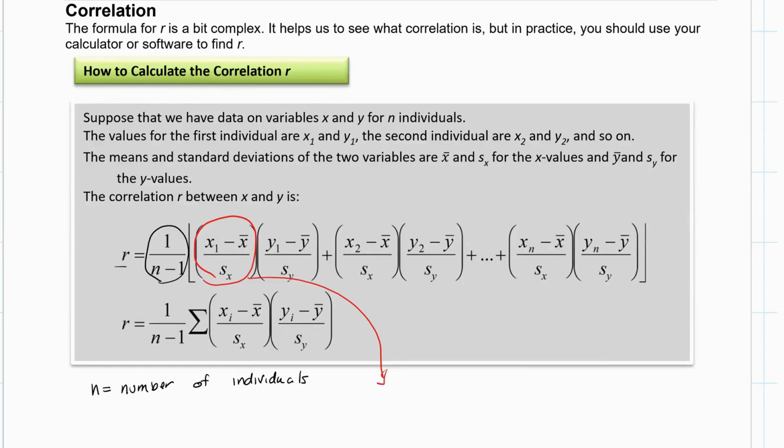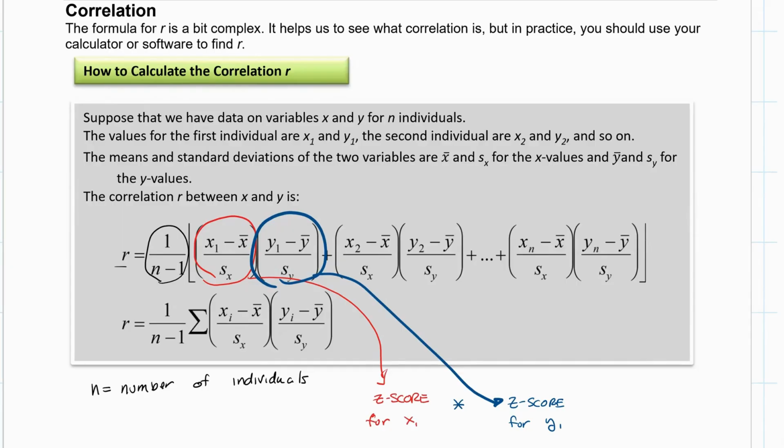Well, we have a name for that. That is the z-score for data item x sub 1. And if I circle this one, a y data value minus y bar over s of y, you might recognize that as the z-score for y sub 1. So what we have is these two z-scores and we're multiplying them together.